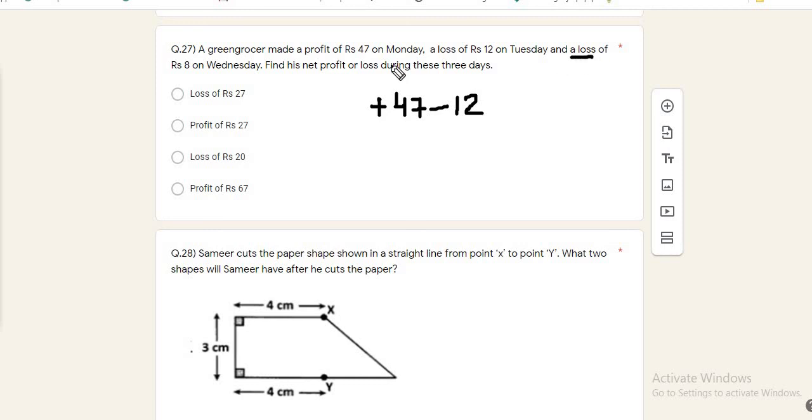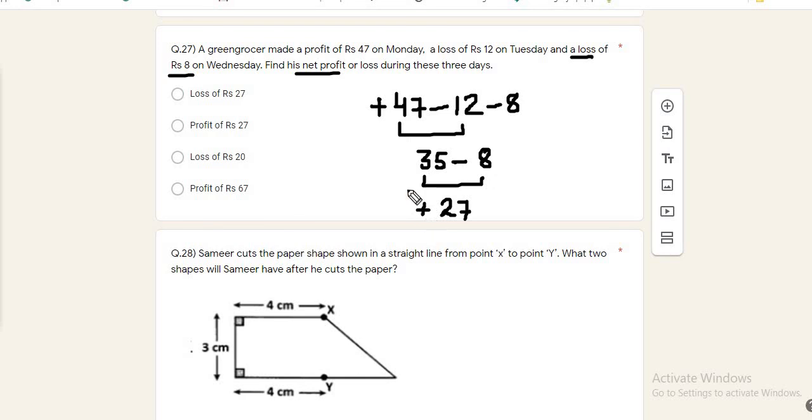And a loss of rupees -8 on Wednesday. So again it is loss, so it is written in minus. Find the net profit. So calculating the net value, 47 minus 12 gives us 35, and 35 minus 8 gives us 27. As our final answer is plus, so we registered a profit of rupees 27. So B is the correct option.